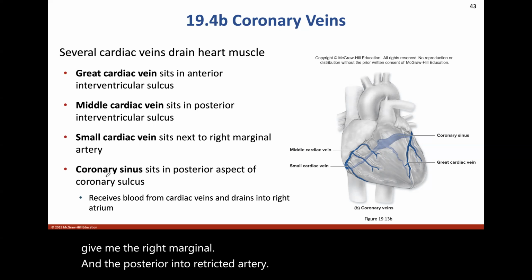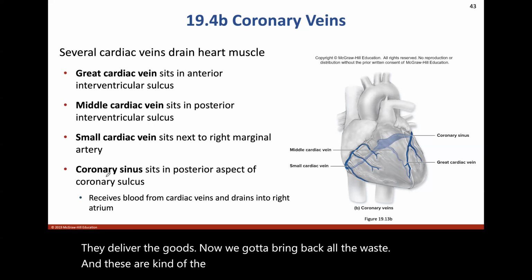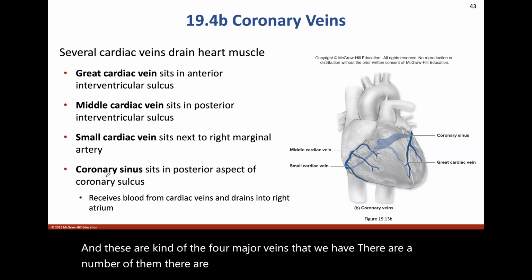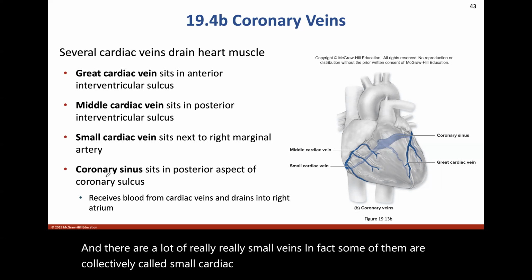They deliver the goods. Well, now we've got to bring back all the waste. These are the four major veins that we have. There are a number of them. There are a lot more veins than arteries generally, and there are a lot of really, really small veins. In fact, some of them are collectively called small cardiac veins. That's how small they all are, and they just clump them up together.